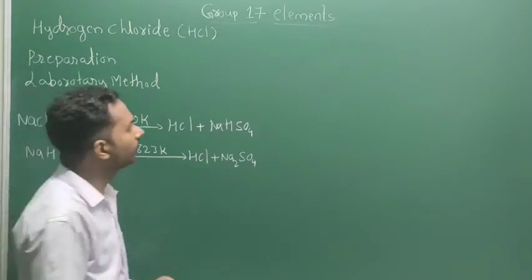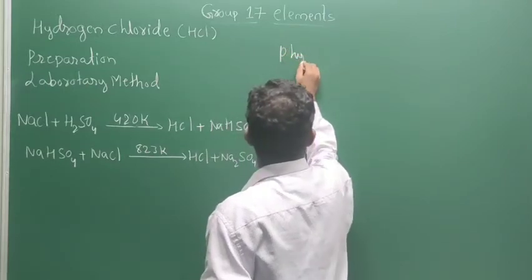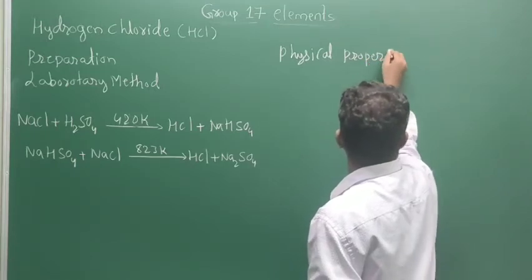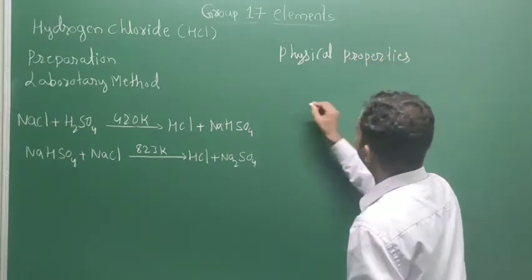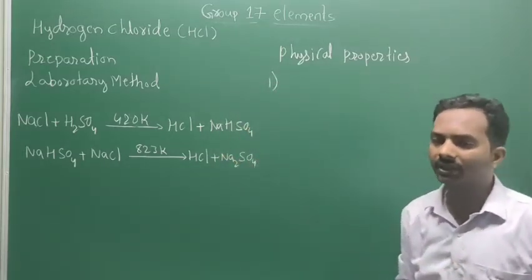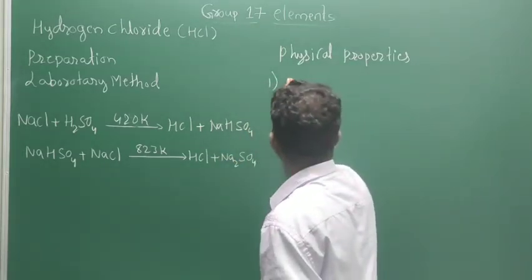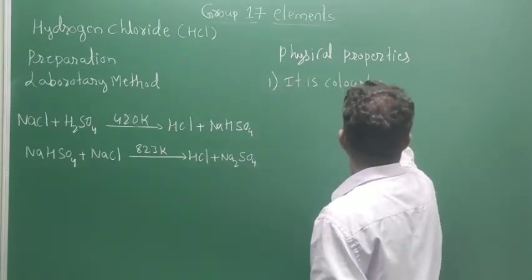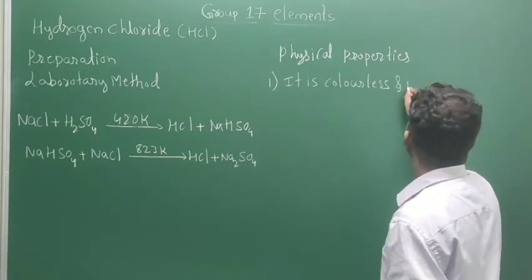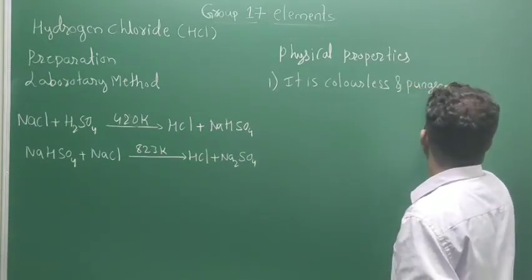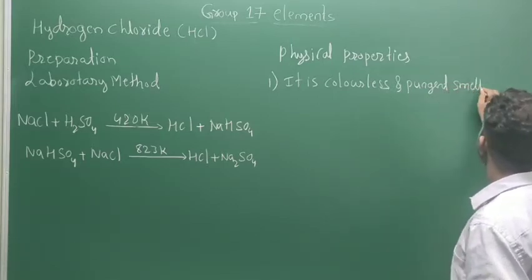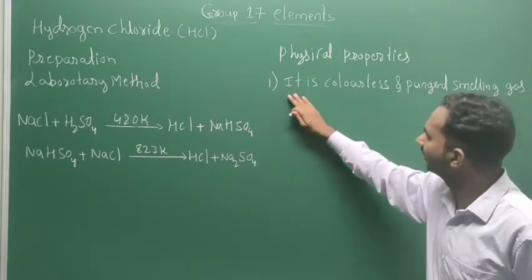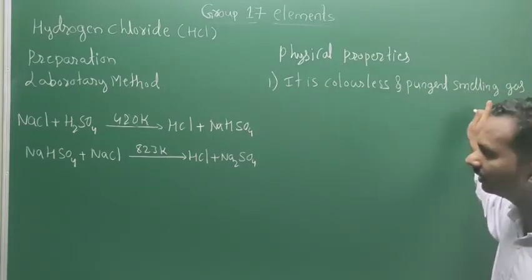So here next we move towards the physical properties. So first physical property is HCl. It is colorless and pungent smelling gas. So first physical property, HCl is colorless and pungent smelling gas.